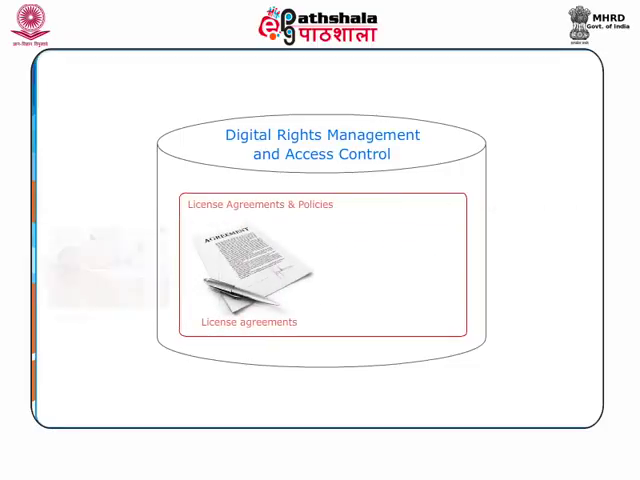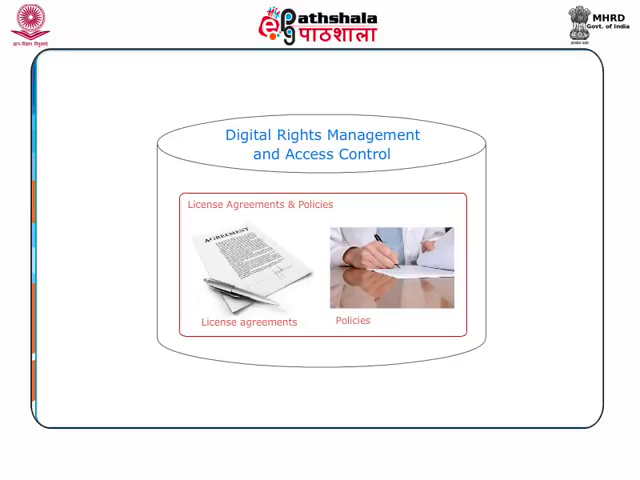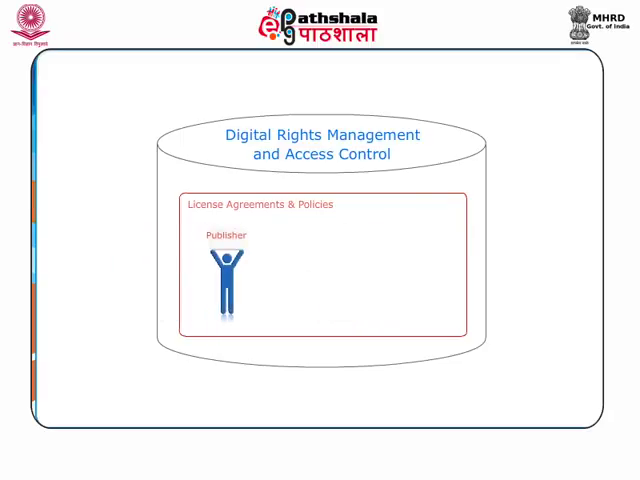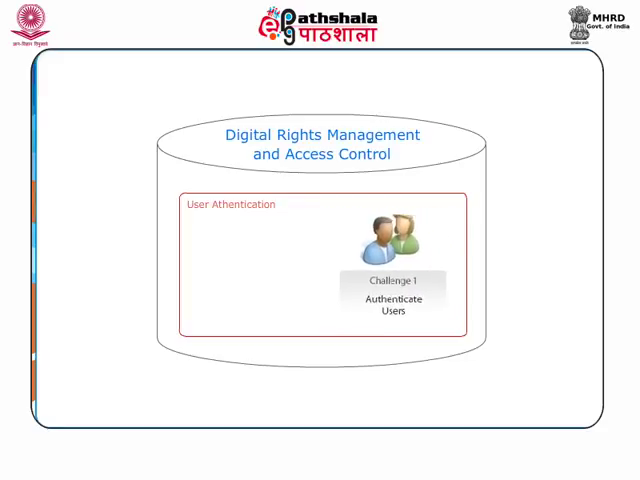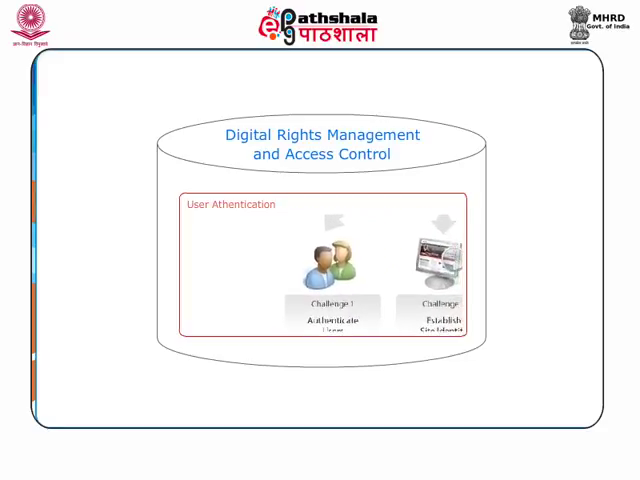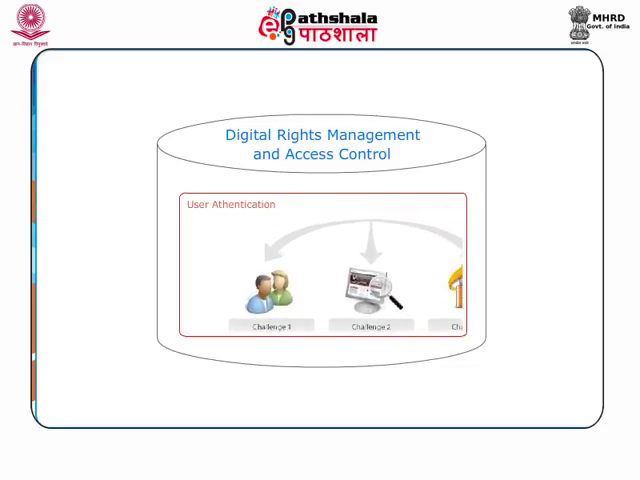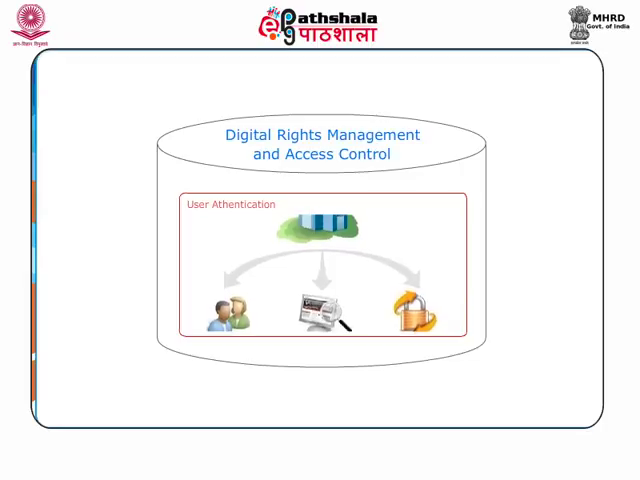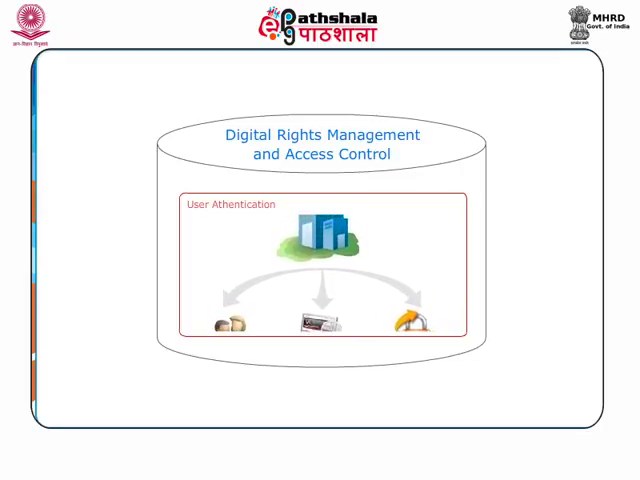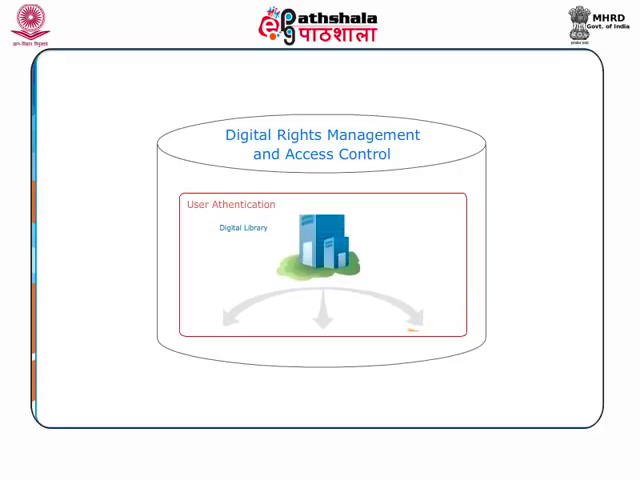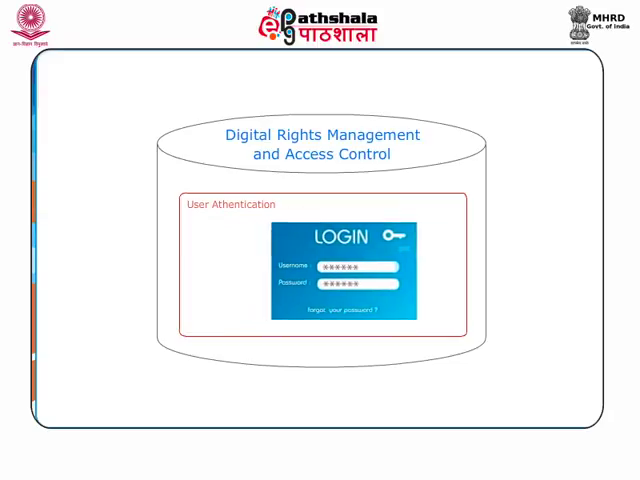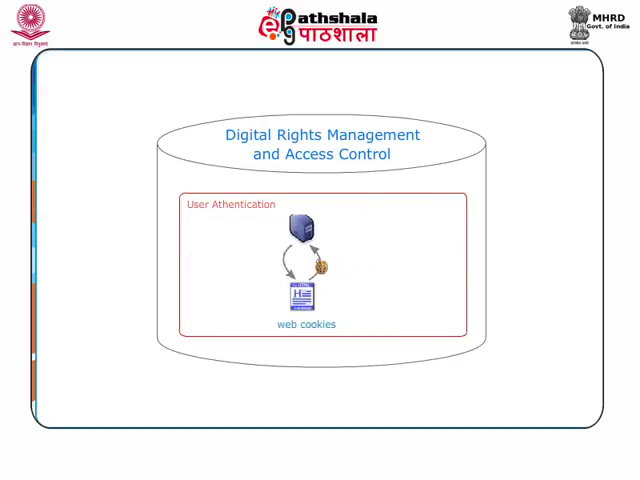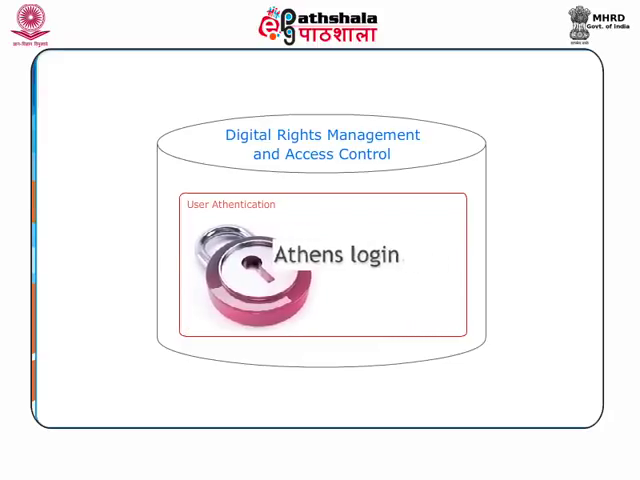License agreements and policies for providing access to digital libraries are negotiated between the publishers and librarians, information managers, or consortium coordinators. User authentication. A combination of one or more of the authentication mechanisms are deployed by the publisher for allowing access to digital content hosted in digital libraries to the authorized users. These authentication mechanisms are login ID and password based access, IP filtering, web cookies, web proxy, Athens, and Shibboleth.